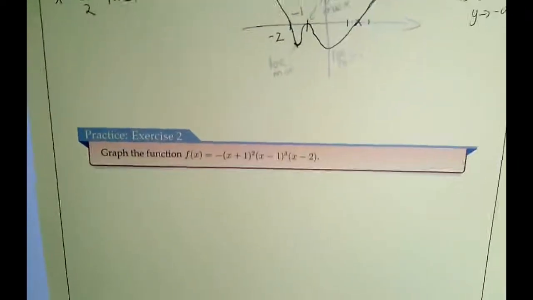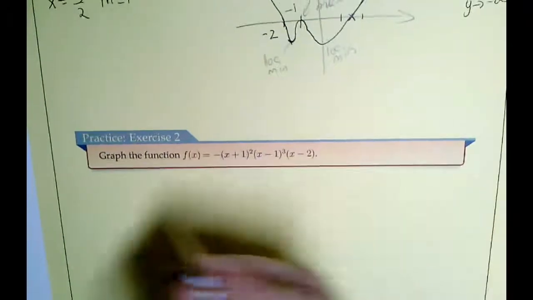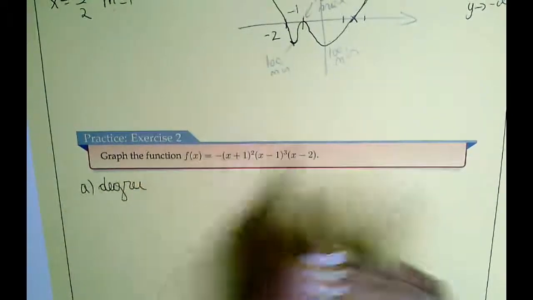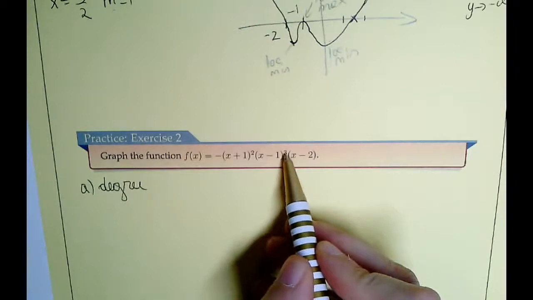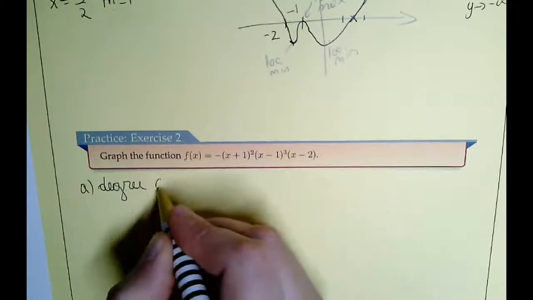All right, so let's do more. So graph this function. All right, so first of all, let's see what is the degree of it. So I have an x squared, and then I have an x cubed from here. So this is going to be an x to the 5th times another x, so it's going to be x to the 6th. So the degree is 6.